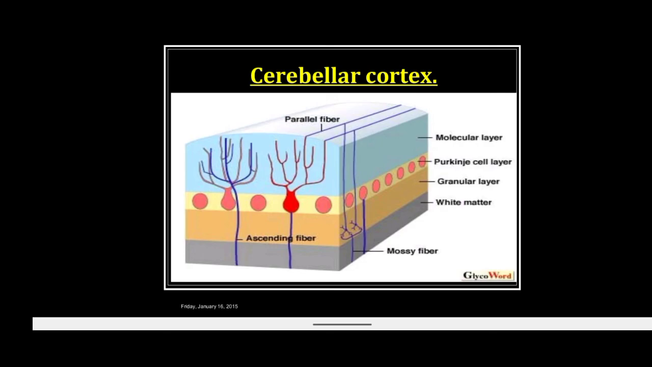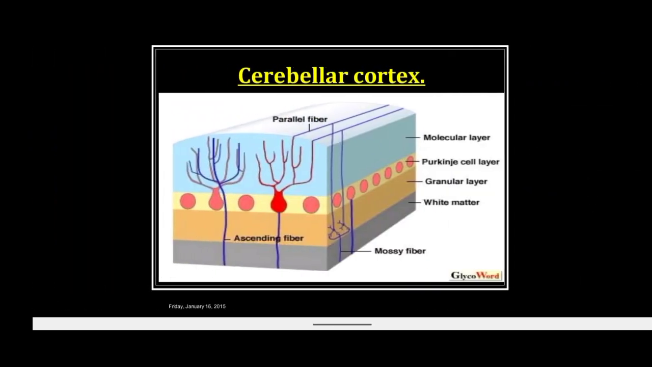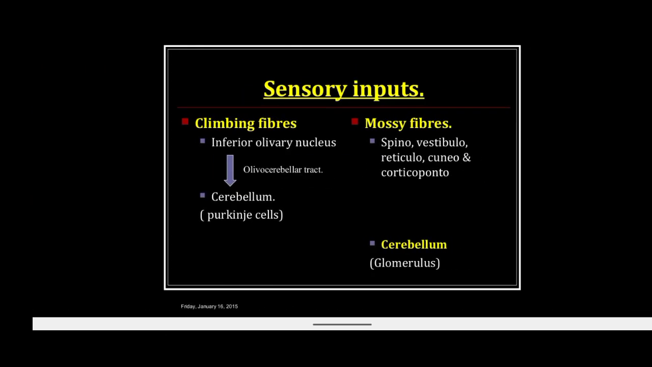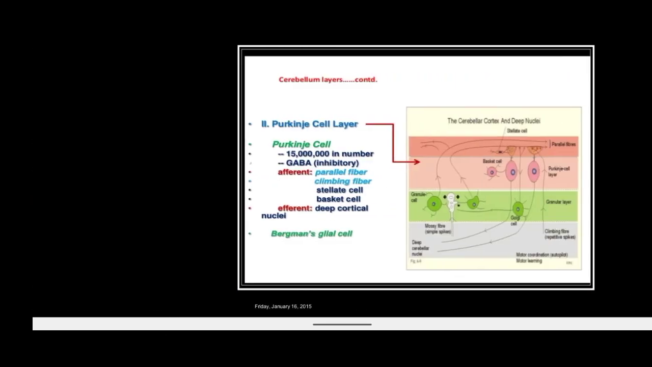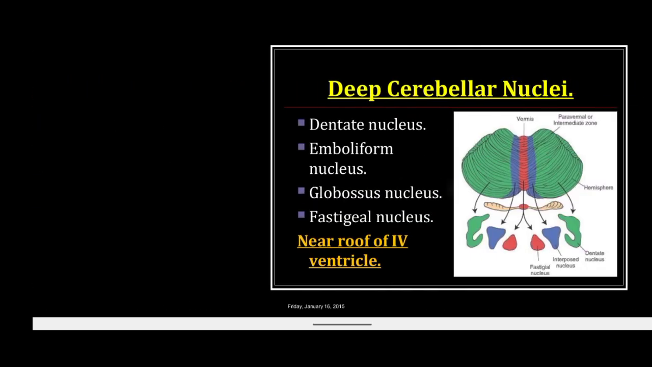This diagram shows the cerebellar cortex. The outer is the molecular layer, the middle one is the Purkinje cell layer, then the granular layer, and the last one is the white matter, deeper to the cortex. And these two are the sensory inputs, that are mossy fibers and climbing fibers. So sensory inputs I will teach you in my next class.